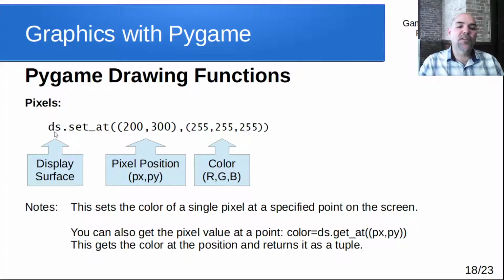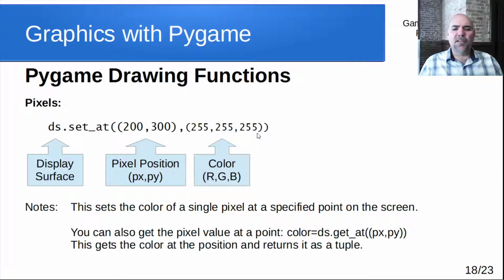In this case, we have to go directly into the display surface, and in that display surface, set the pixel at, we give it the pixel position, the X and the Y, and then the color that we want that pixel to be. So in this case, we're saying the pixel at 200, 300, set it to be white.